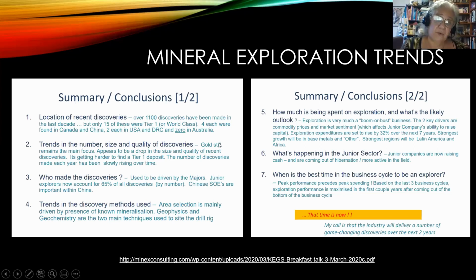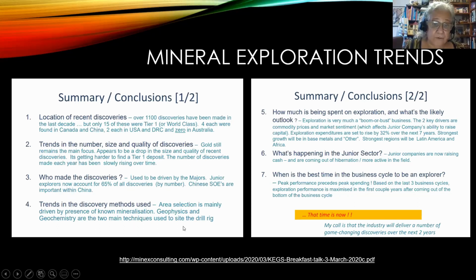So gold still remains the main focus. We all know that gold is a really important commodity. The discoveries were made mostly by the majors. Juniors used to be driven by the majors, but now juniors account for 65% of all discoveries in number. And the Chinese SOEs are important with China.